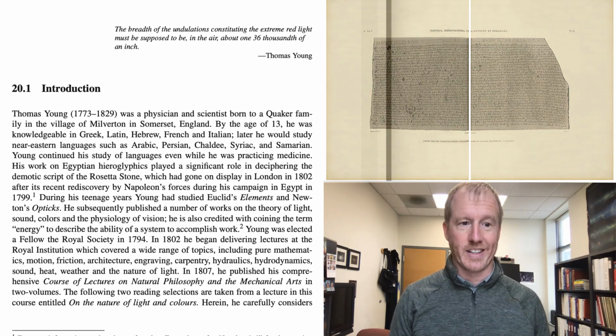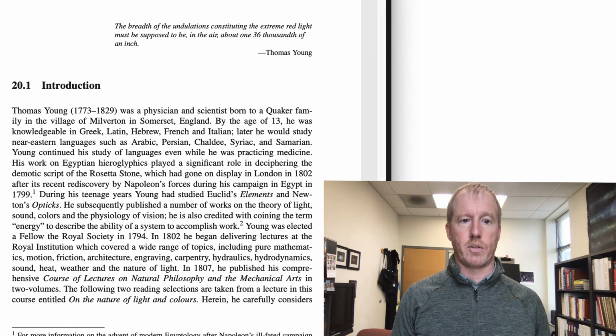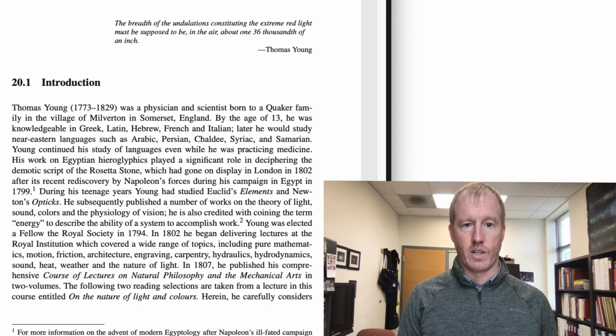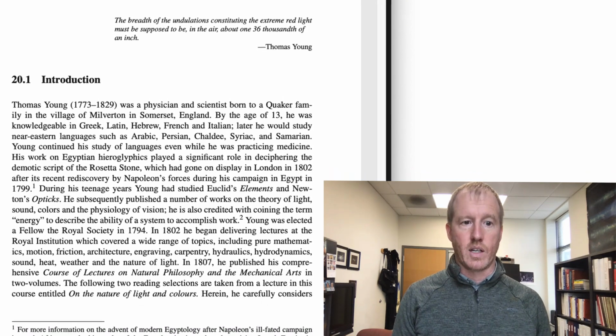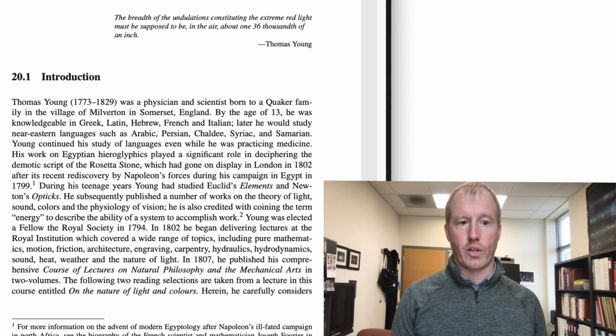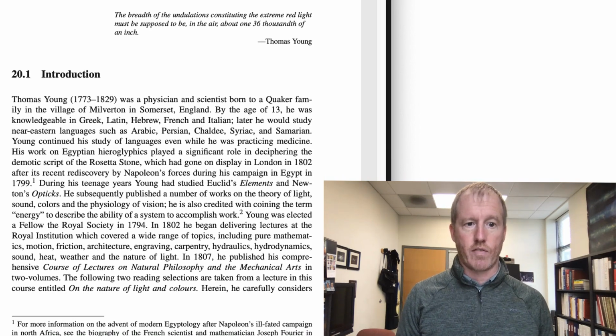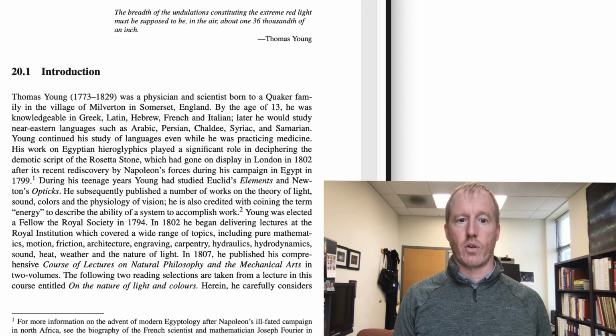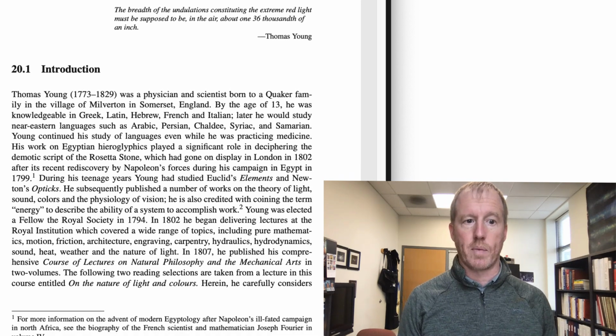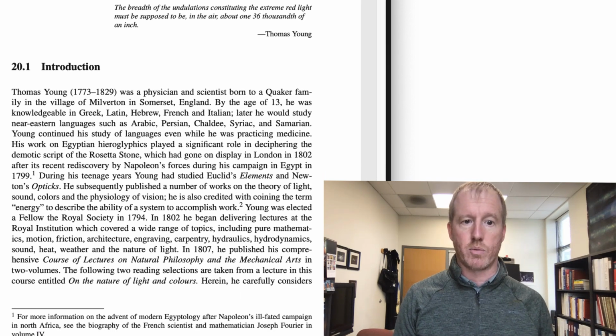So I'll continue reading now. During his teenage years, Thomas Young had studied Euclid's Elements and Newton's Optics. He subsequently published a number of works on the theory of light, sound, and colors, and the physiology of vision. He's also credited with coining the term energy to describe the ability of a system to accomplish work.